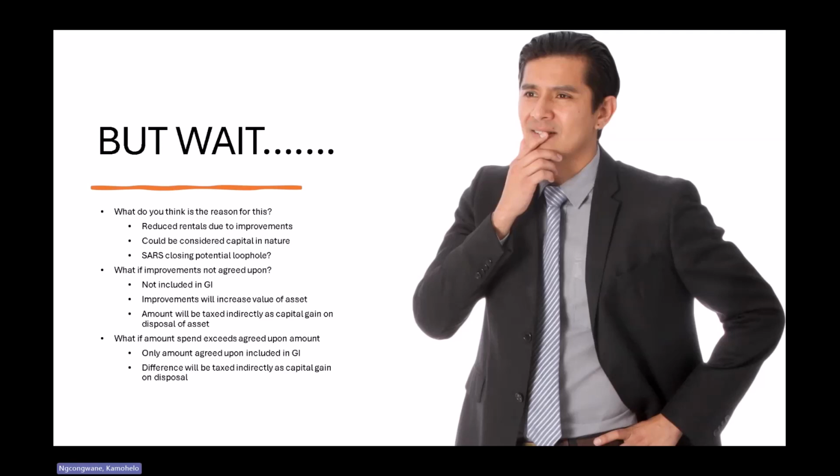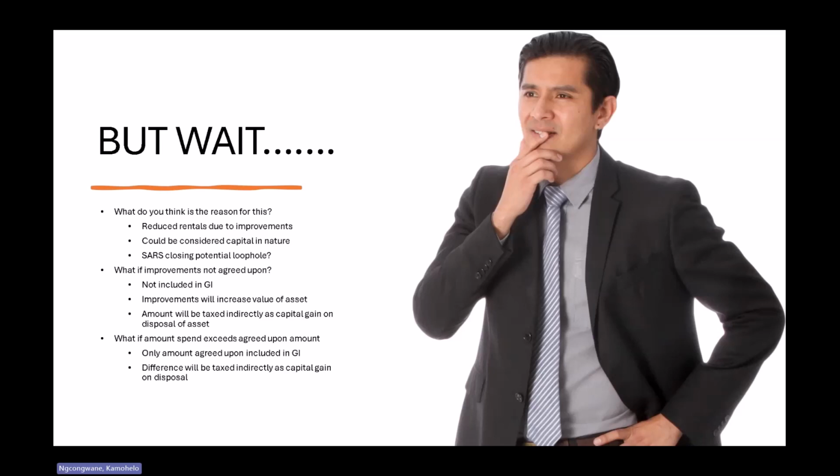What the law says and what the interpretation has been is, if you spend any money on improving a leased asset and that improvement is not agreed upon, the person who is renting out or leasing out that asset does not have to include it in their gross income. So criteria 1, we must have agreed to these leasehold improvements and we must have stated these in the lease agreement. If it's not stated and I make any improvements, you are not required to include it in your gross income.